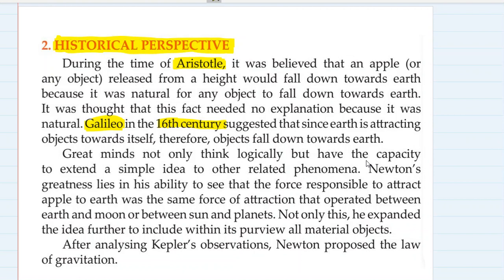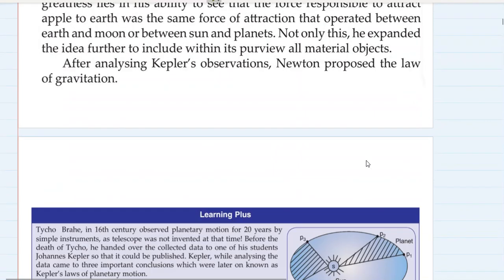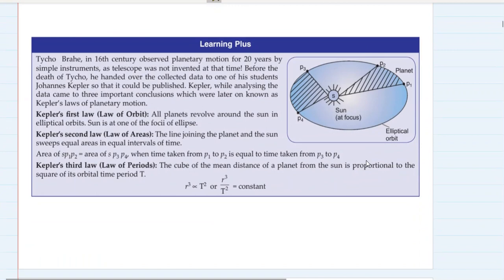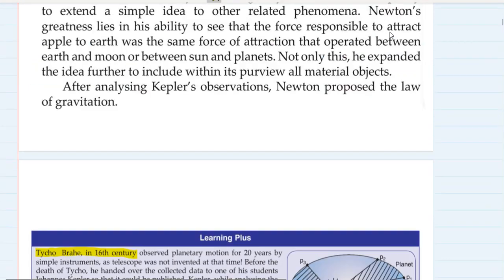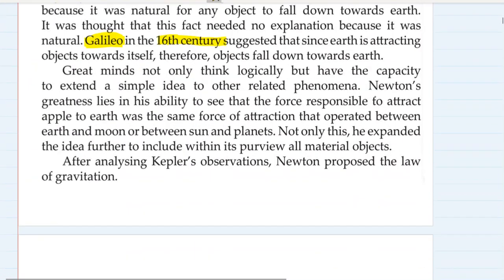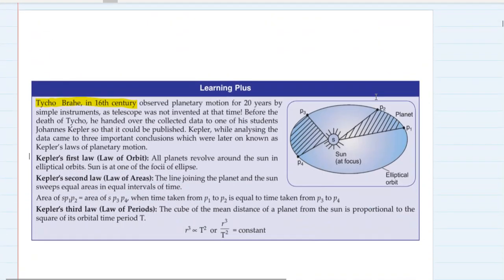So before Newton, the whole story started with Galileo. After Galileo came Tycho Brahe. This guy, Tycho Brahe, was also from the 16th century. See, Galileo was also from the 16th century, and Tycho Brahe was from the same century. This guy, Tycho Brahe, observed planetary motion for 20 years.